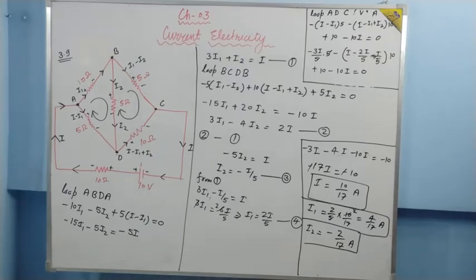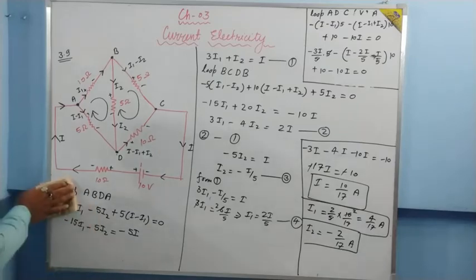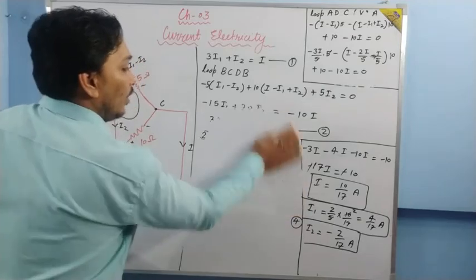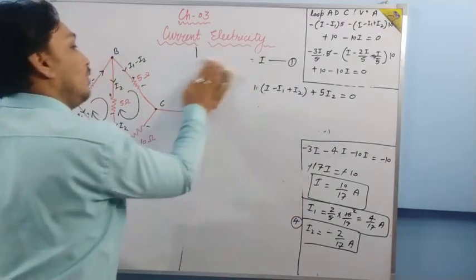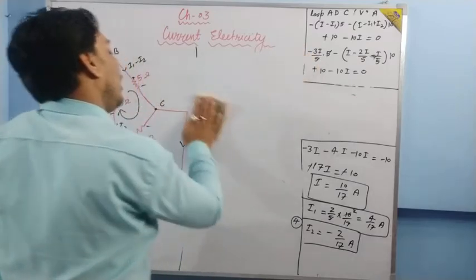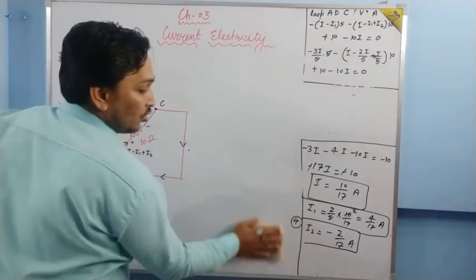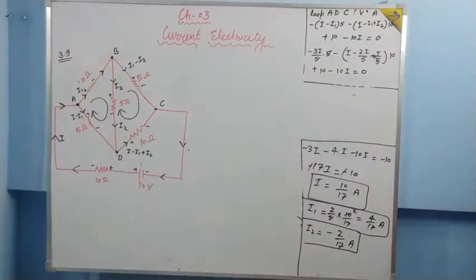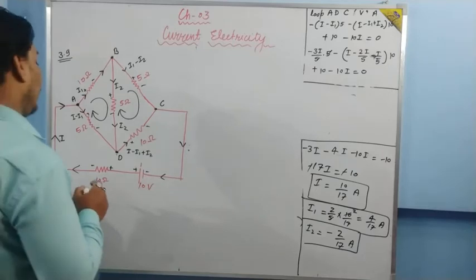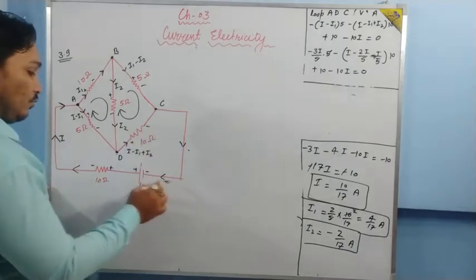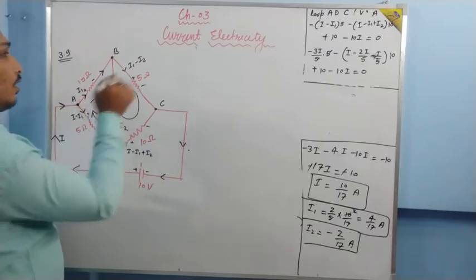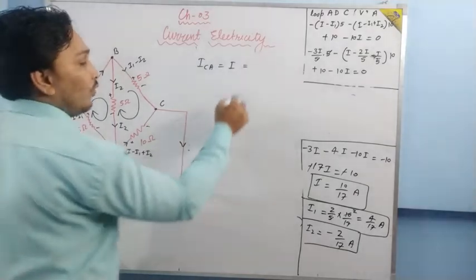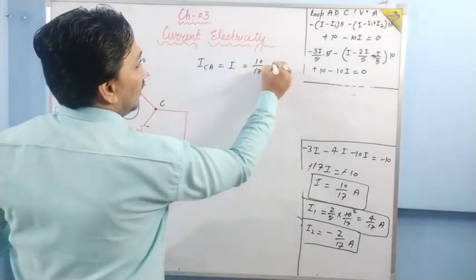As I told, let us calculate the current in the branches. So I have to remove these things. You need to understand the method to write the values of current, because in Kirchhoff's law questions, current is being asked. Let us write the first one. What is the current through CA? We have assumed it to be I, and the value of I is 10 upon 17 ampere.